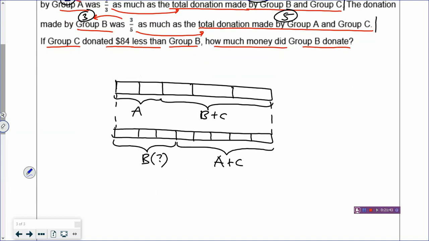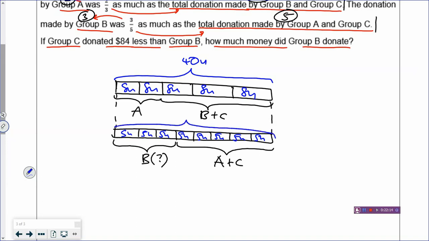Okay, now, both the model above and below refer to the same 3 groups, so they are equal. You have 5 boxes on top, so I will put 5 units into each of the smaller boxes, and then I will put how many? 3, 4, 5, 6, 7, 8. I will put 8 units into each of these boxes, right? And if you count their total, how many units are there altogether? 40 units, and the total donation here is also 40 units, right?